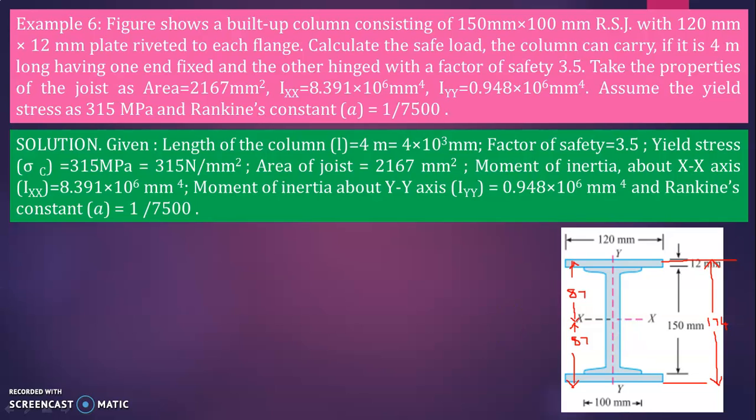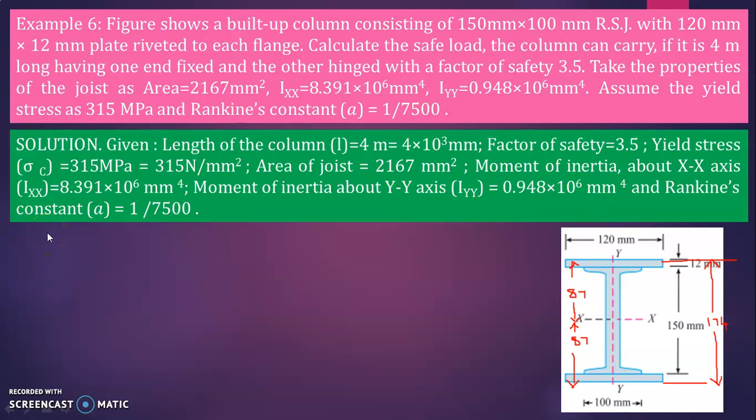is given here. So the total length of the column is 4 meters, so you can convert into millimeter, 4 into 10 raised to 3 millimeter, and factor of safety is given, it is 3.5, and yield stress is 315 MPa or Newton per millimeter square, and the area of the joist is given here, Ixx is also given and Iyy also given.